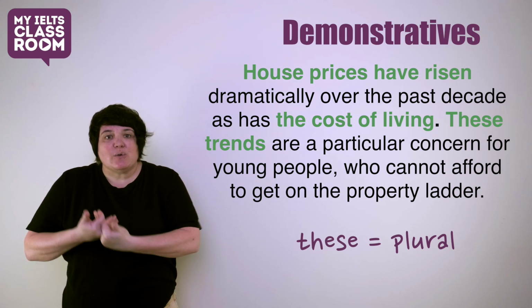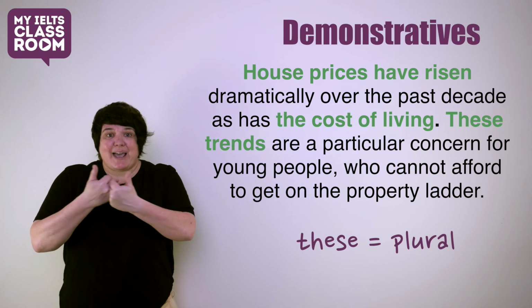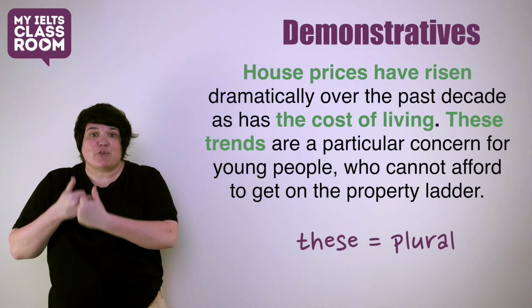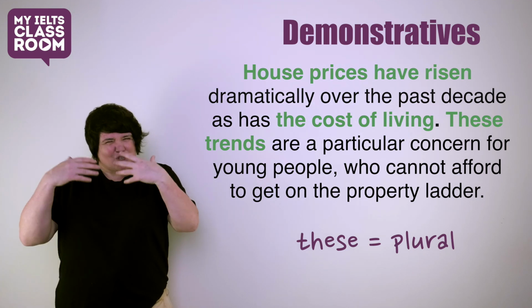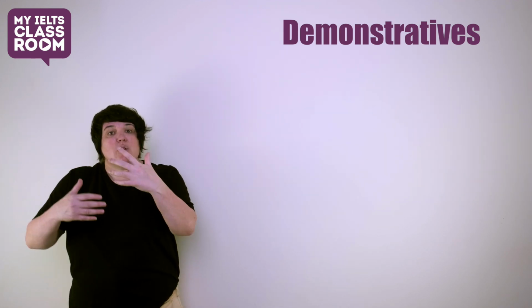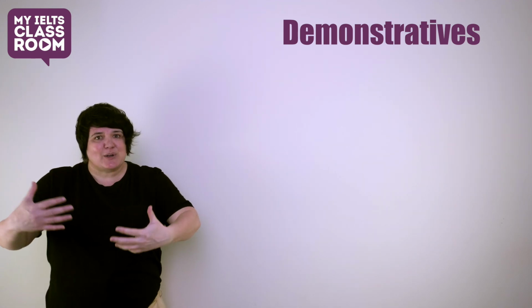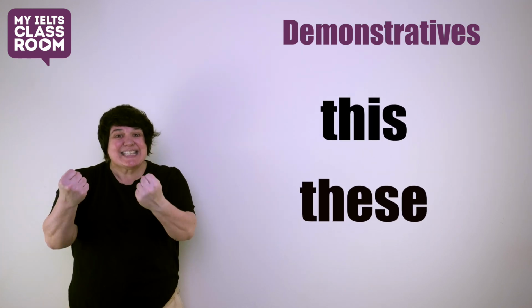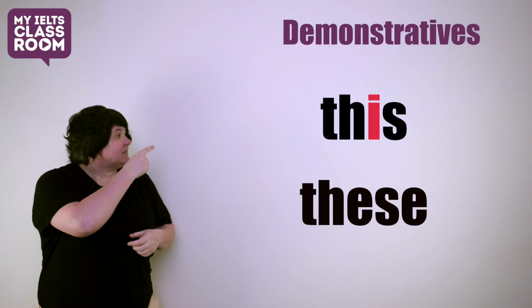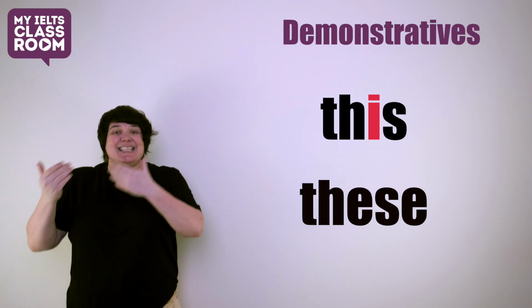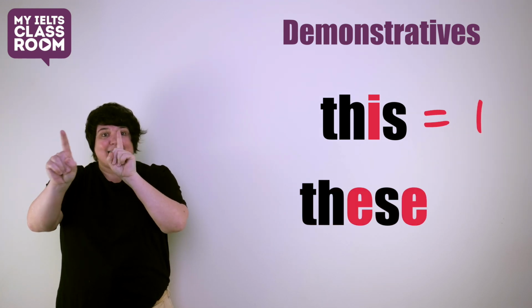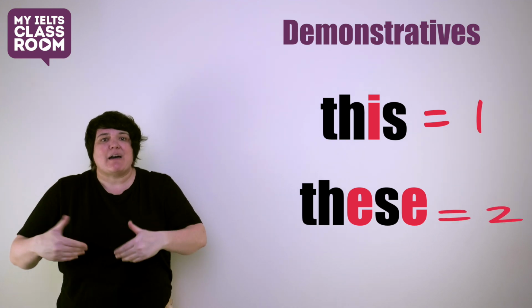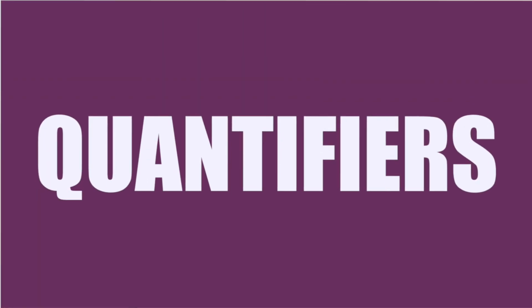Please, if you are using this and these in your essays, always check that you have got the right type of noun after these words. If you're struggling to remember which to use, the way I tell my students to remember it is that this has got one vowel, the I, so it should have a singular noun. And these has got two vowels, E, therefore it should have a plural noun.